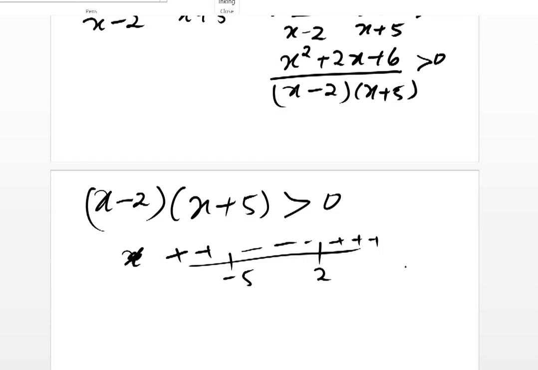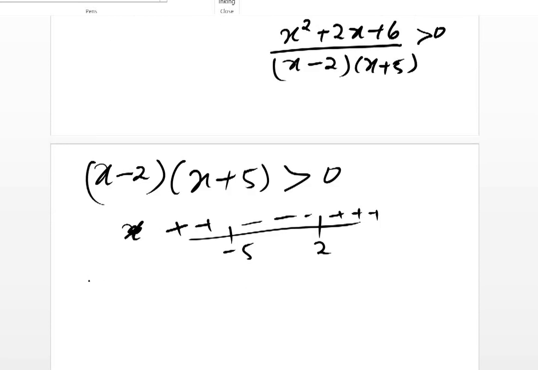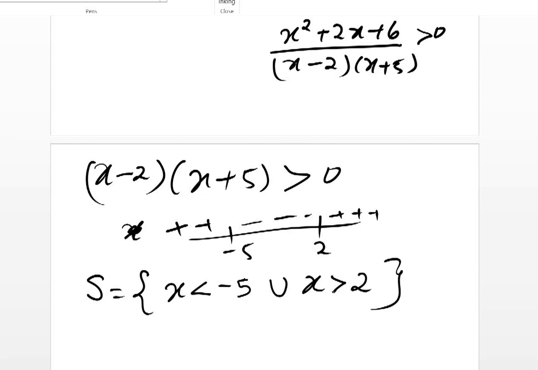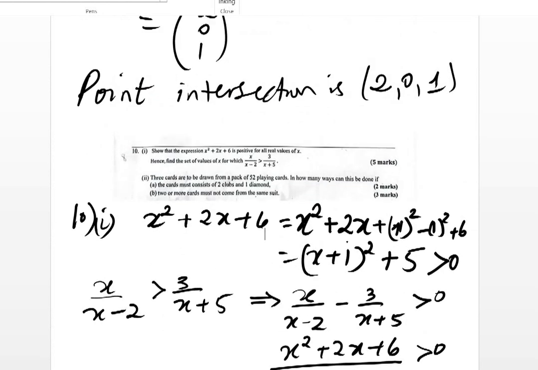So this gives us that our solution set will be x less than negative 5 union x greater than 2. Is that okay? x less than negative 5 union x greater than 2. Okay, let's look at the other aspect of the question.